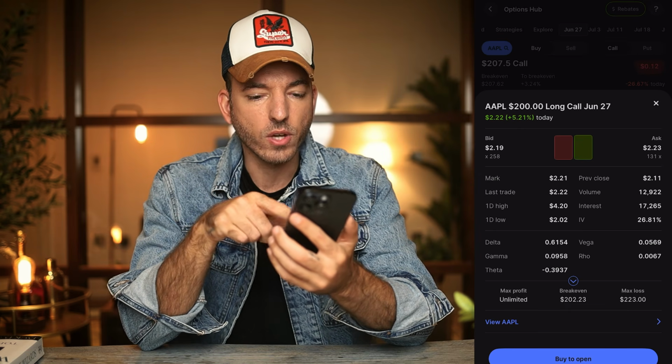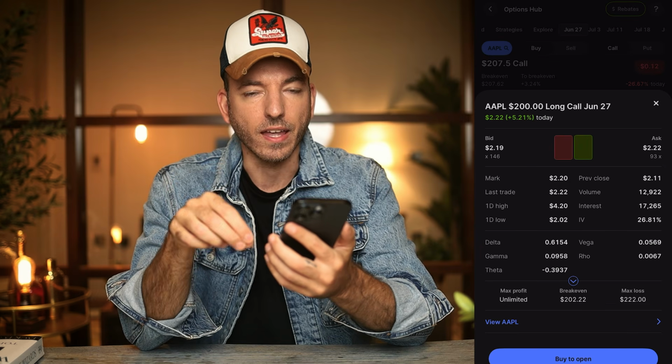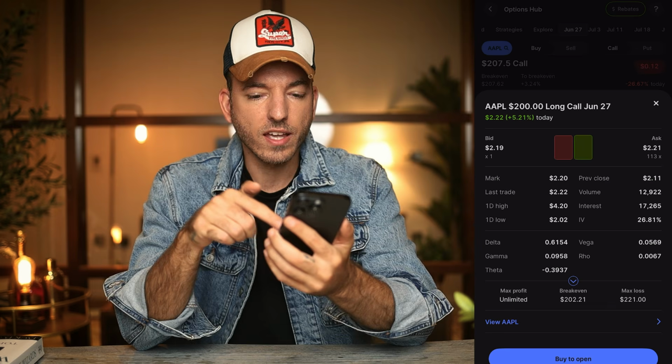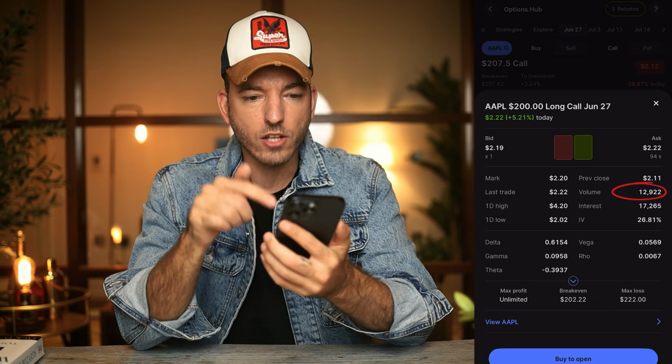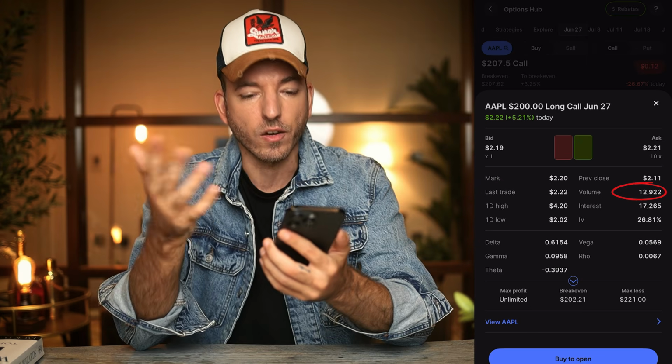Previous close, last trade, volume. Now, volume is the amount of contracts that were traded today, and that resets every day, right? So today, 12,922 contracts of this specific strike price and expiration date were traded. So that's a lot of volume, all right?